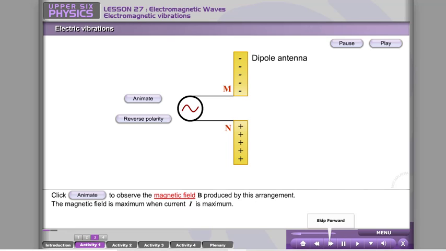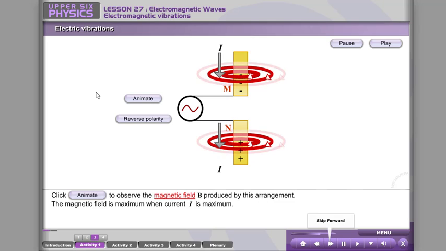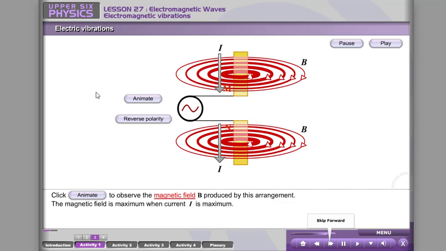Click the Animate button to observe the magnetic field B produced by this arrangement. The magnetic field is maximum when current I is maximum.